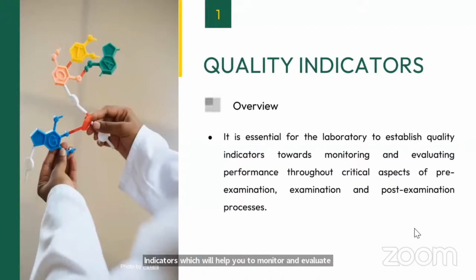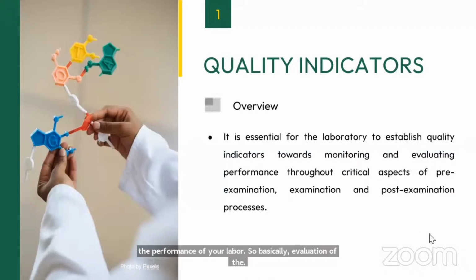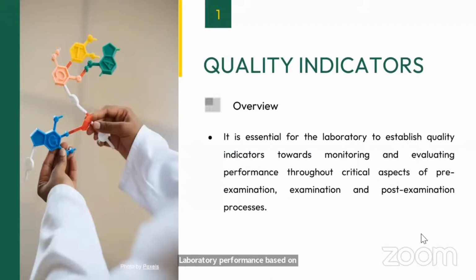Basically, two different techniques are available for evaluating the performance of your laboratory. One is the continuous monitoring of performance with the help of quality indicators, and one is the periodic monitoring of the performance of the laboratory with the help of internal audit. So internal audit also monitors the performance of your laboratory, and quality indicators also monitor the performance of your laboratory.